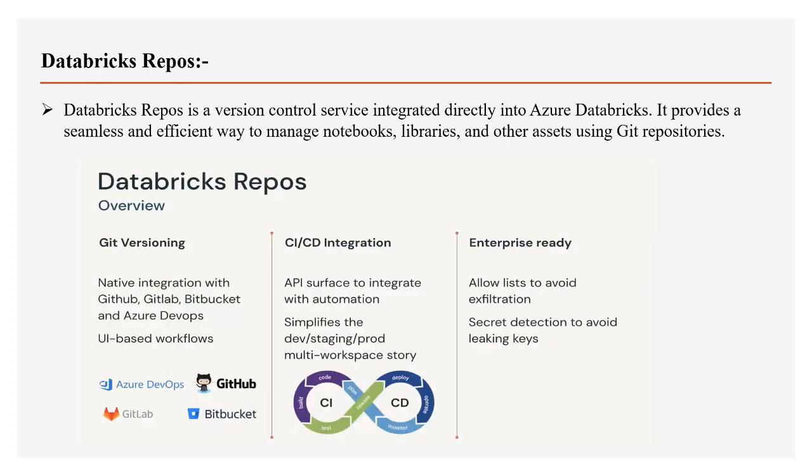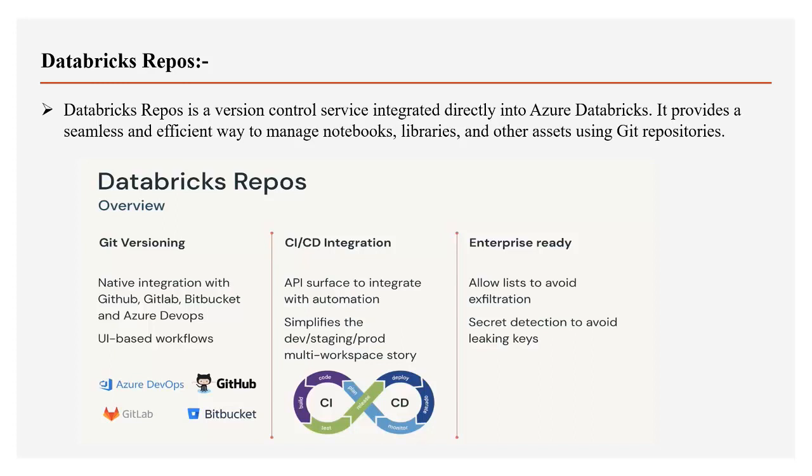So what is Databricks Repo? Databricks Repo is a version control service integrated directly into Azure Databricks. It provides a seamless and efficient way to manage notebooks, libraries, and other assets using the Git repository. So yes, with the help of this repository, we can manage all changes related to Databricks. Like we create a notebook, we create libraries, or we can create anything, whatever we did in Databricks, we can store in the Git repository, and it will also help other developers to see.